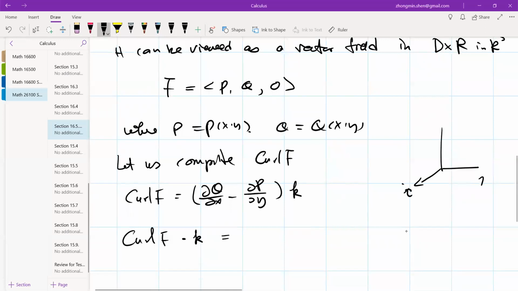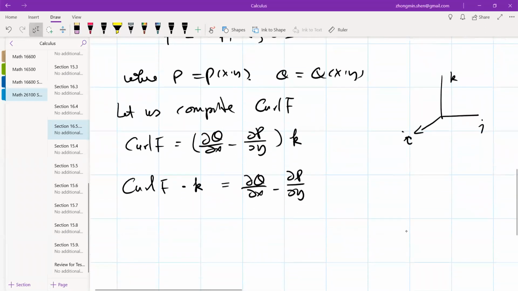So this is i, this is j, this is k, right? So this dot product gives you this. This is a function in the Green's theorem. So now you can see the domain D.